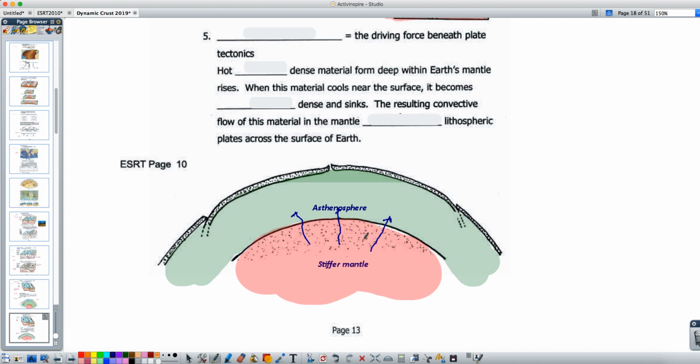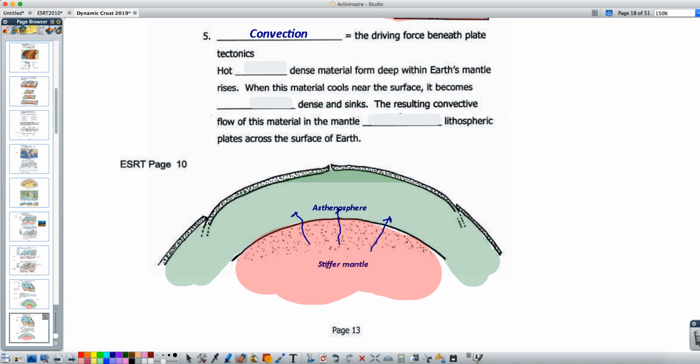Now what happens is tremendous heat comes out of the inside of the Earth. Tremendous heat. And that causes the material in the asthenosphere to circulate. And we call this circulation convection. We should know this from earlier in the year. We've seen it in weather. We've seen it in a lot of things. You could see it in boiling water.